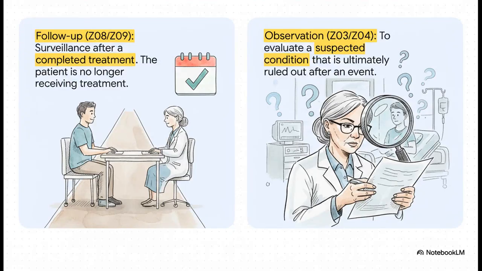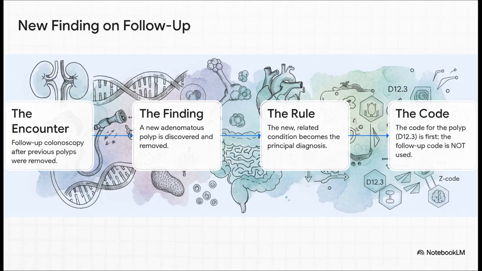So here's the breakdown. A follow-up exam using codes like Z08 or Z09 is basically planned surveillance. Think of it as, hey, we treated this thing, now we're just making sure it hasn't come back. Observation codes, on the other hand, are all about diagnostic uncertainty. It's when a patient is being watched closely to rule out a suspected problem, like a concussion after a car accident. Now, pay close attention, because this is a huge rule you need for your exam.